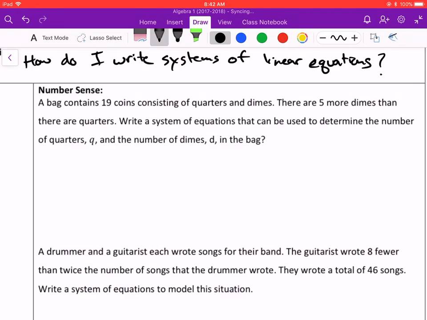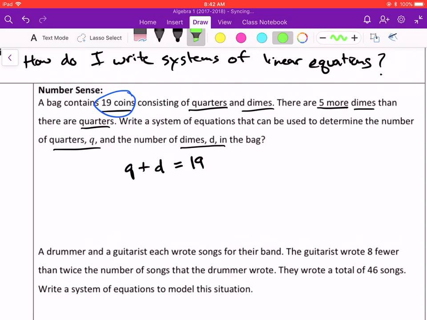So right here, a bag contains 19 coins, all right? That's some important information. 19 coins consisting of quarters and dimes. There are 5 more dimes than there are quarters. Write a system of equations that can be used to determine the number of quarters, Q, and dimes, D, in the bag. All right, so we know there's 19 coins, okay? That's a total. So we know it's going to be however many quarters you have plus however many dimes you have would be a total of 19. All right, that makes sense. Q plus D equals 19.